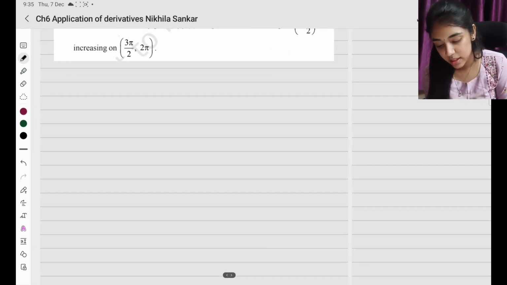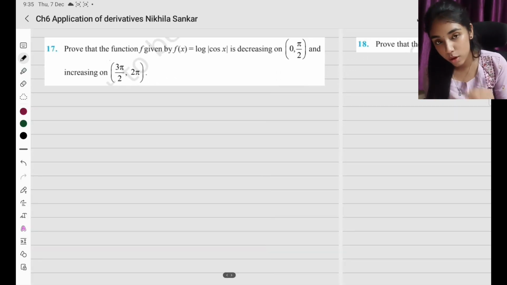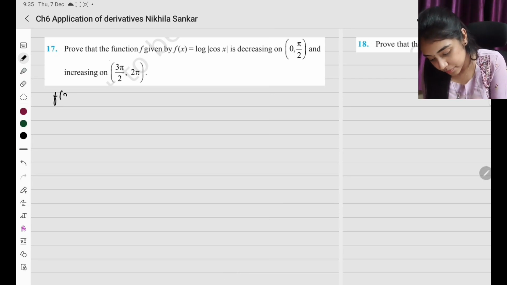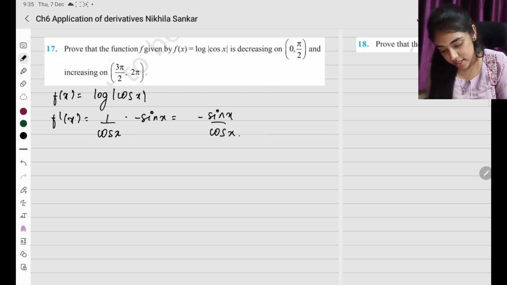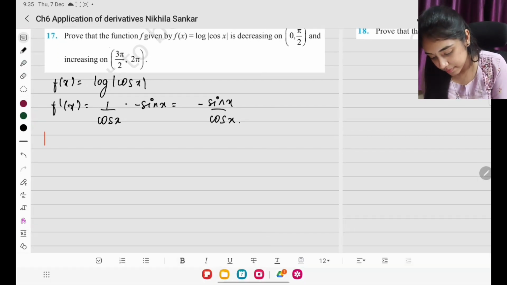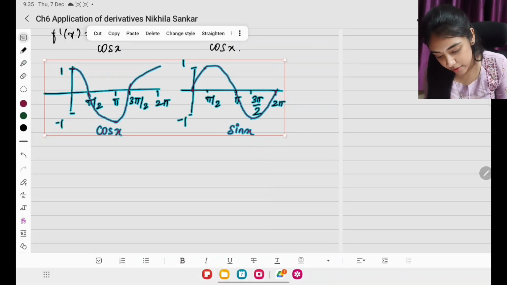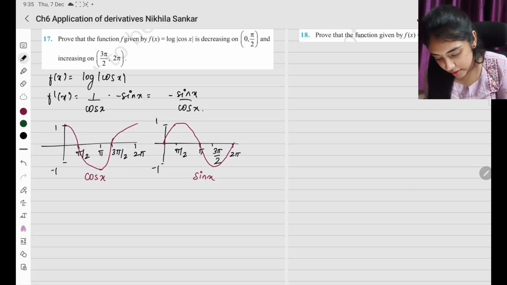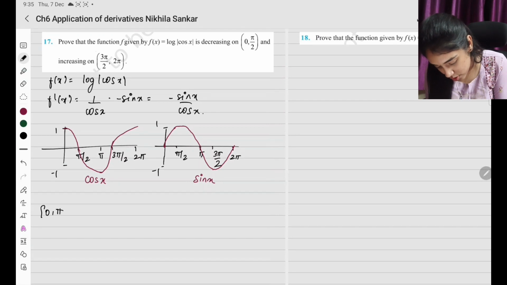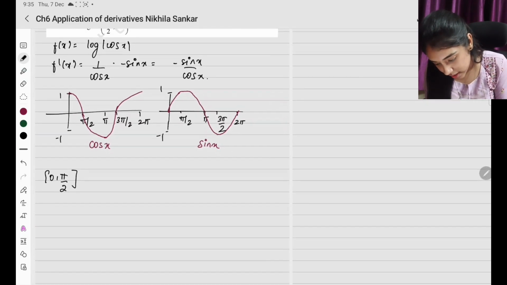Question number 16. Like the previous question, I have to prove for log mod cos x. So log mod cos x gives f dash of x as 1 by cos x times d by dx of cos x, which is minus sin x. So in total I have minus sin x divided by cos x. Again I am going to draw the graph from the previous question. So I have this. When I solve this, which intervals do I have to look at? 0 to pi by 2, and 3 pi by 2 to 2 pi.